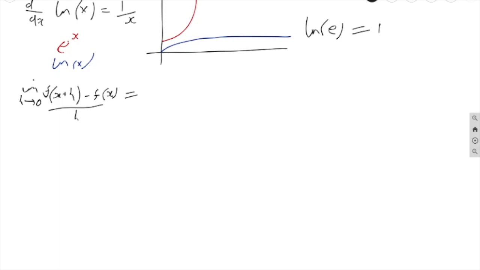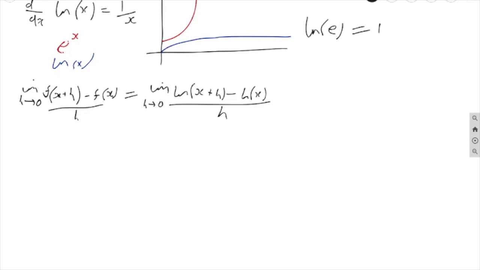In this case, f is our ln function, and therefore we have the limit as h tends to 0 of ln of x plus h minus ln of x. And we're going to divide all of that by h. Now, the way that ln works, it has a few rules associated to it.